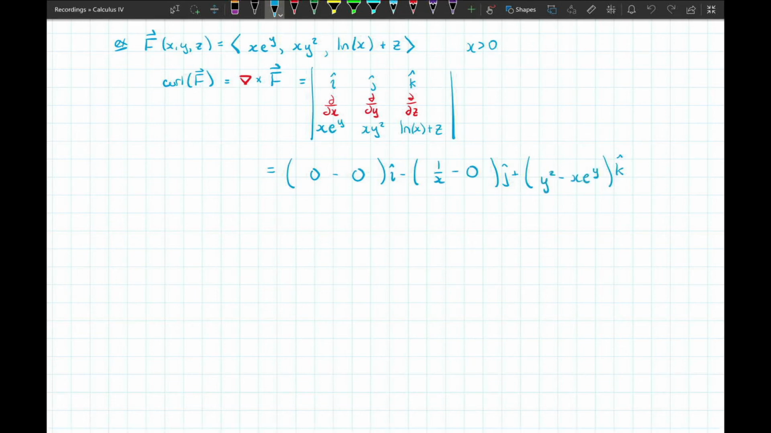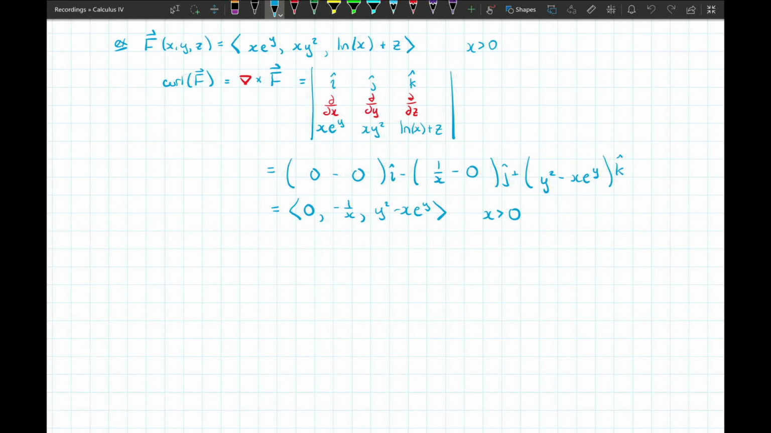And if we simplify that, we end up with curl of F being the vector function 0, negative 1 over x, y squared minus x e to the y. Now, here you can see that the curl of F is defined for every value of x, y, z except for x equals 0. But because our initial function was only defined over the region for x greater than 0, it wouldn't make any sense to calculate the curl for negative values of x. So we're going to restrict curl F to also just be for values of x greater than 0.